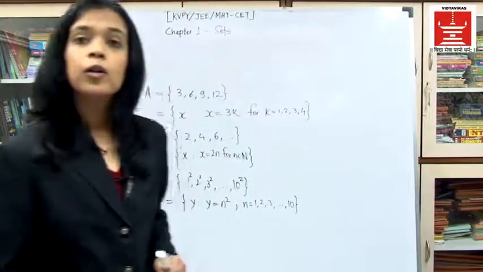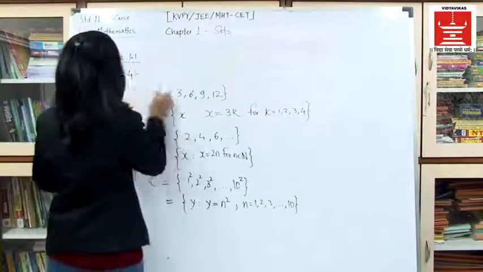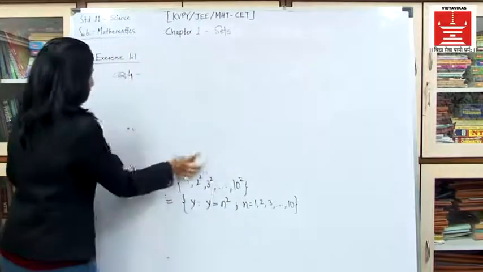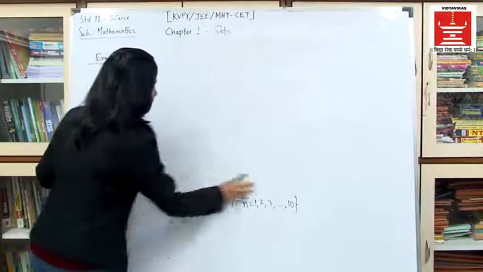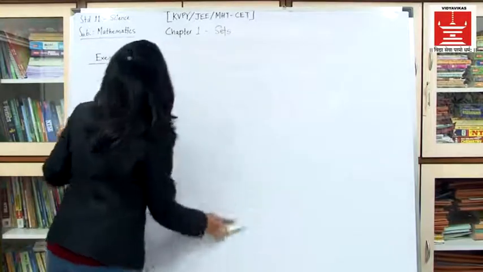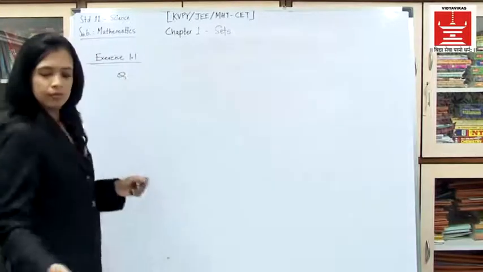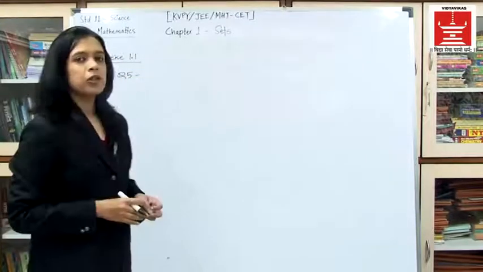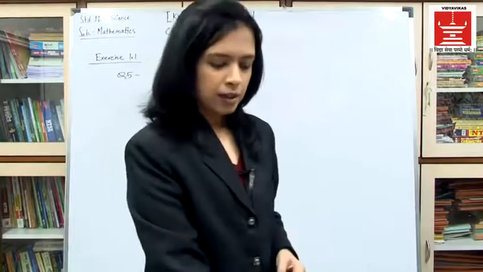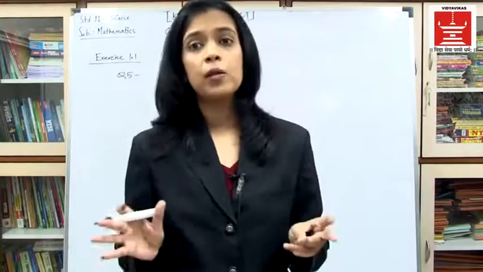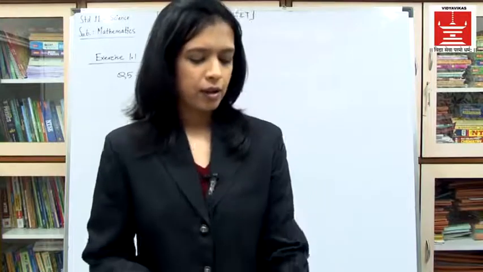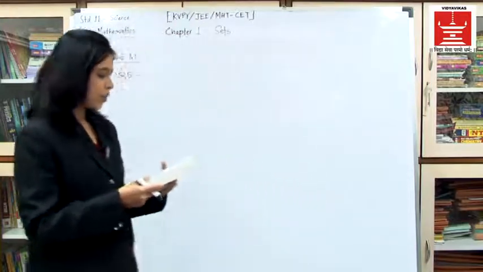Now let's go to question number 5. Question 5 demands that we should list out all the elements from the given sets. Let's do it. Question 1.